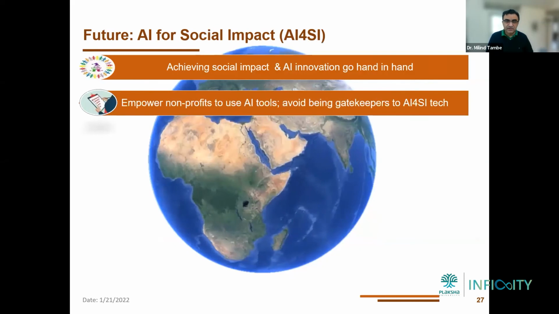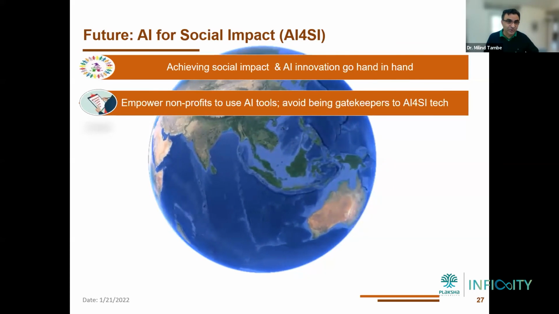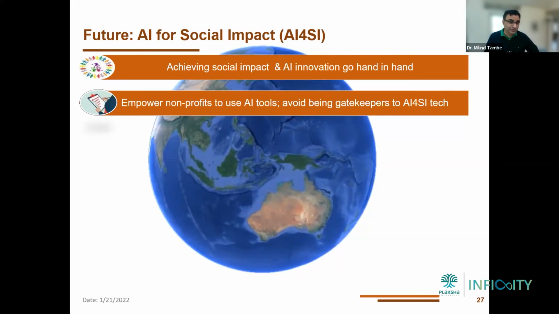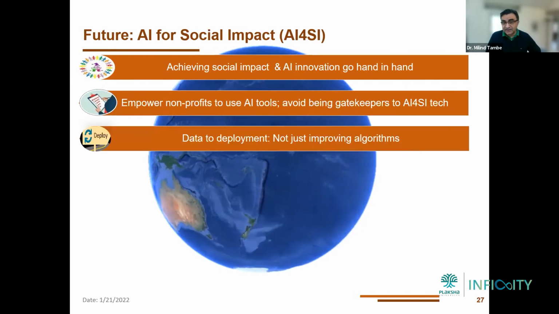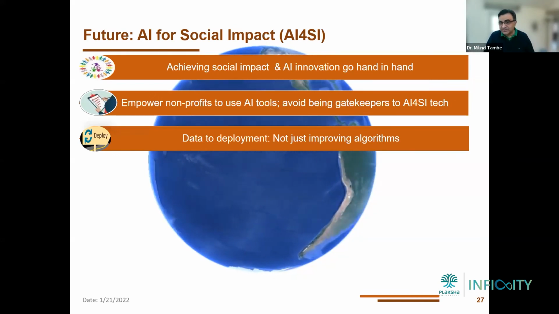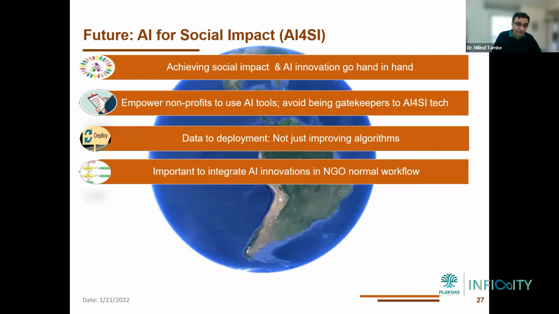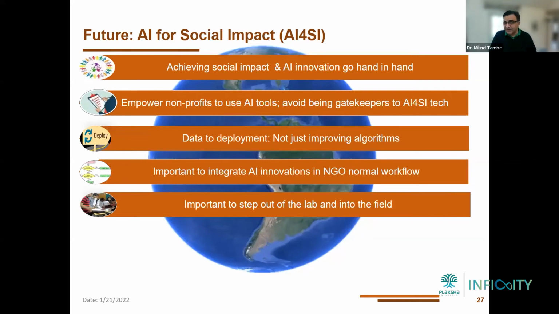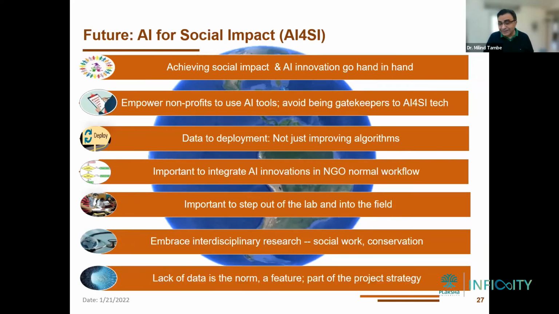So I'm going to just go through a couple of the lessons that we've learned. Achieving social impact and AI innovation go hand in hand. We are really trying to empower. We should, in AI for social impact, empower nonprofits to use AI tools. We have to look at the entire data to deployment pipeline. This is not just about improving algorithms in the lab. It's important to integrate these AI innovations in the normal workflow of an NGO. It's important to step out of the lab and into the field, and embrace interdisciplinary research, whether with social workers or with conservation scientists. Finally, lack of data in this area is the norm, a feature and part of the project strategy.